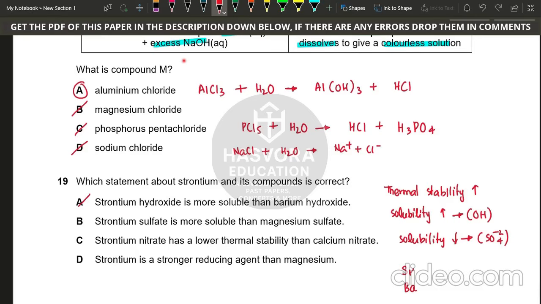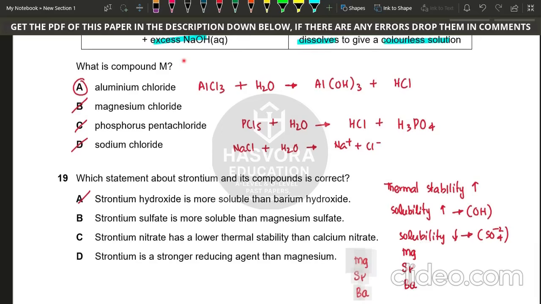Strontium sulfate is more soluble. This is compared to magnesium sulfate. Magnesium is above strontium, which means magnesium sulfate is more soluble, because I told you sulfate solubility decreases down the group. So strontium sulfate is less soluble than magnesium sulfate.